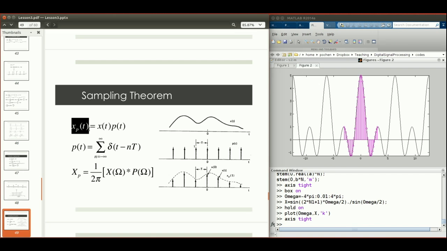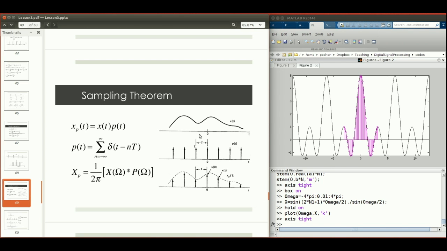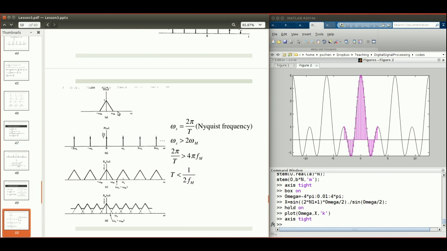So the Fourier transform of x_p(t) should equal, here we have a factor of 1 over 2 pi. The reason is that this is a continuous time signal, right? So big X(omega) is the continuous Fourier transform of x(t), and big P(omega) is the Fourier transform of this impulse train. What we have to do is a convolution between these two. We have to convolve big X(omega) with big P(omega). So in the frequency domain, this multiplication happens as a convolution.